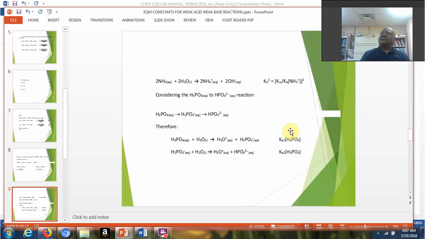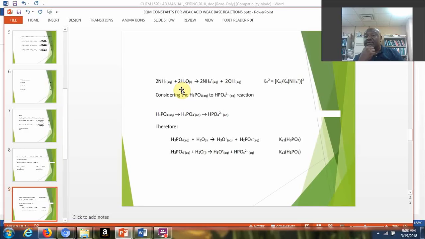Let's start with the ammonia. That's a base hydrolysis. NH3 to NH4, so I write NH3 to NH4 here. I write water there. And I could write 1 NH3, 1 water, 1 NH4 and 1 OH minus. But I write 2 of them because 2 of them are in the equation. But that's a Kb expression.